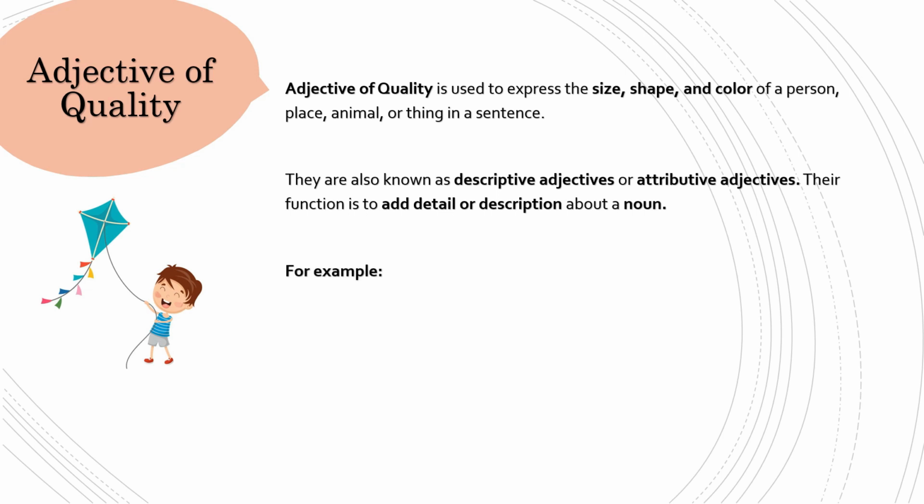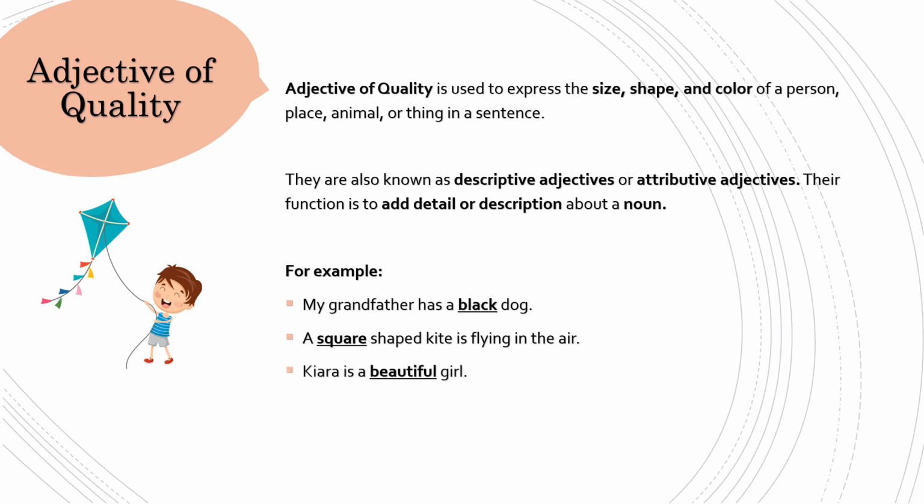For example, my grandfather has a black dog. A square-shaped kite is flying in the air. Kiara is a beautiful girl.